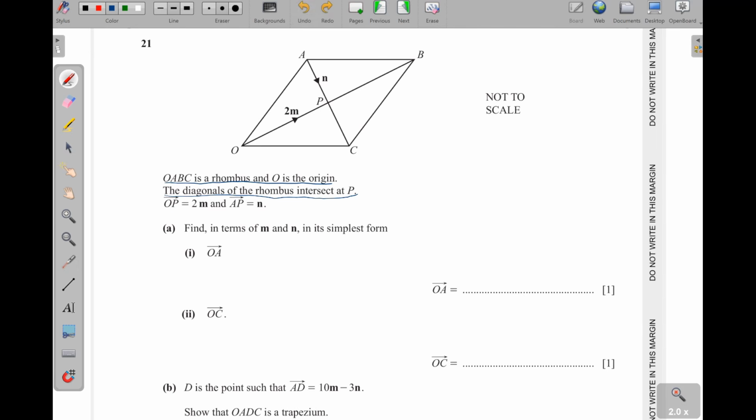So from O to A, what do we see? O to A is the same as saying O to P plus P to A. So this will be OP, then plus PA. Then OP is 2m. But AP, this is AP, and the arrow is facing this way. But for us, we are going this way. That means we are moving in the opposite direction. So that will be minus n. So we shall have 2m, then minus n.